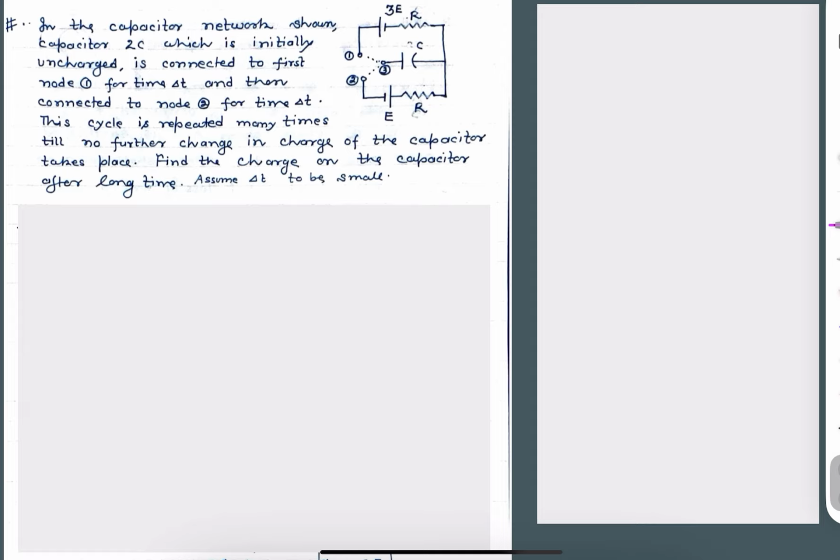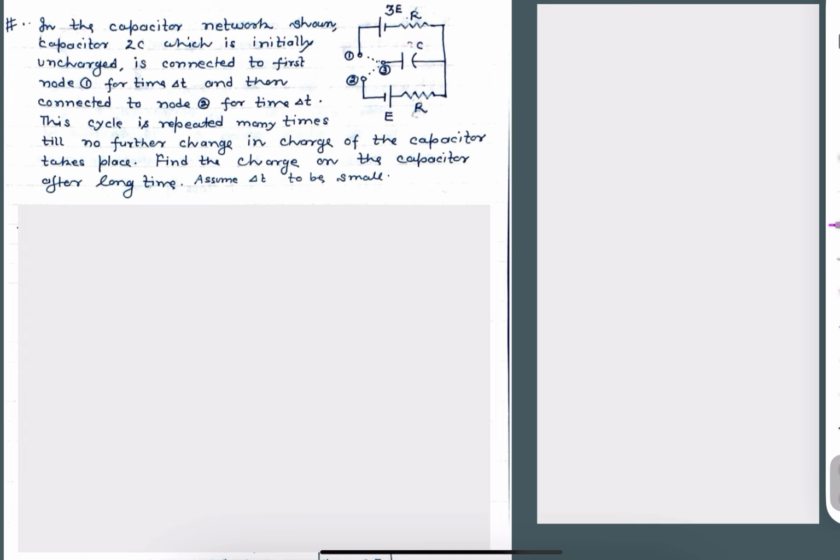The question is that if node 3 is connected to node 1 for a certain time delta t, and then this connection is changed and node 3 is connected to node 2 for the same time delta t, and this cycle is repeated for a long time, then it is found that the charge on the capacitor becomes constant.